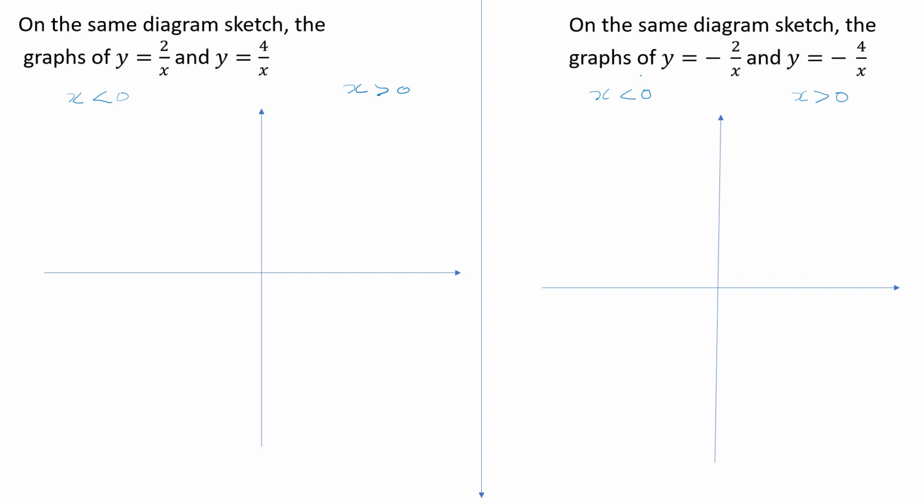Before we sketch the graph, when x equals 0, what is the y value? Y is infinity or undefined. When y equals 0, what is the x value? X is infinity or undefined. So x equals 0 and y equals 0 are called asymptotes.